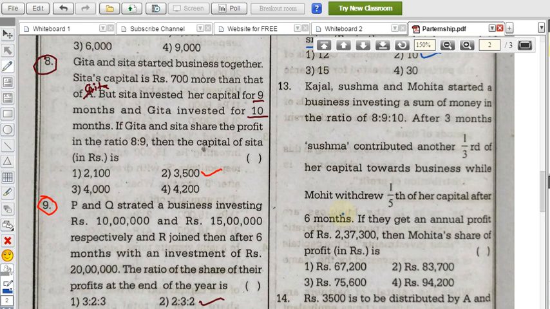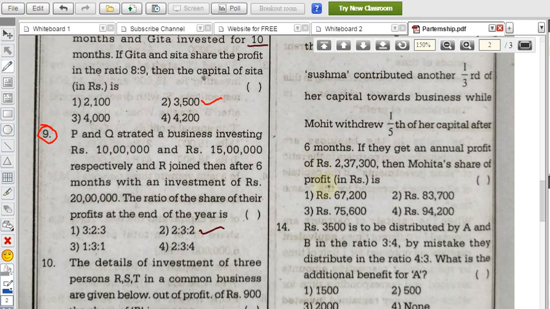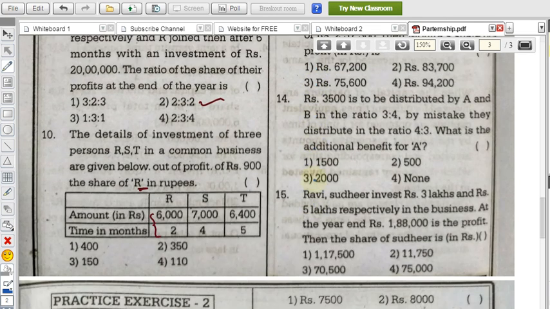So in every question we only need to take care of the investment ratio, or otherwise multiply with the time periods. Then the problems will become easy. 13 is similar, 14 and 15 are also the same type. Even this one is also similar.